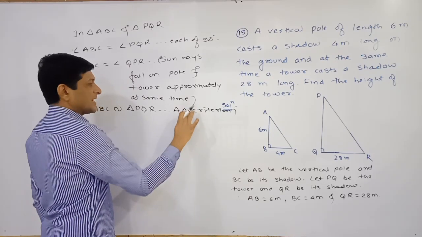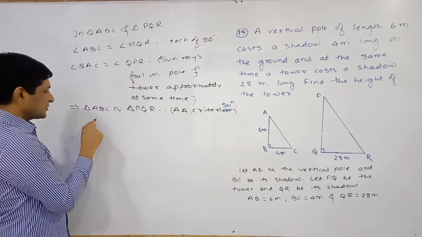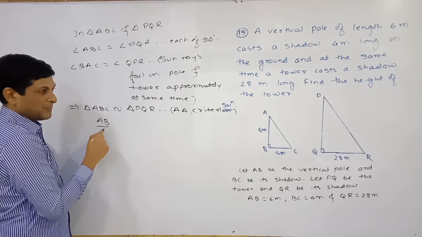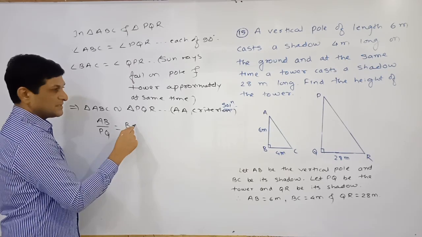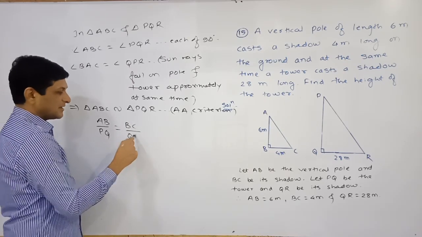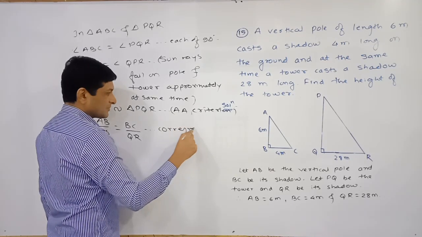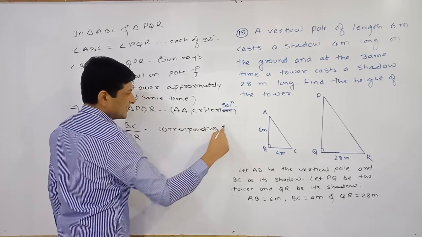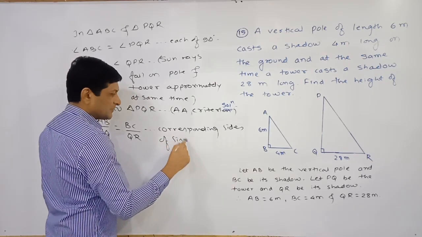And since these two triangles are similar, we can say that the sides are in proportion. So we can say that AB upon PQ will be equal to BC upon QR. So these are nothing but corresponding sides of similar triangles.